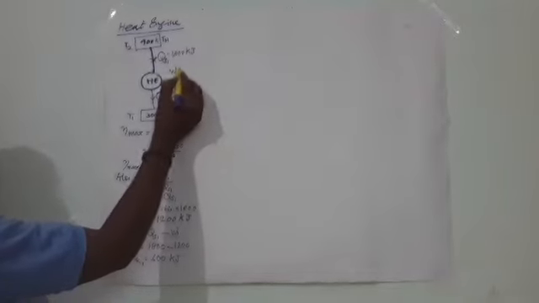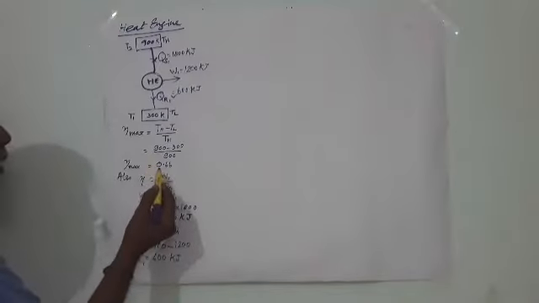The work we obtained from the heat engine is 1200 kilojoules. The maximum efficiency, that is, the Carnot efficiency of the heat engine, is 0.66.